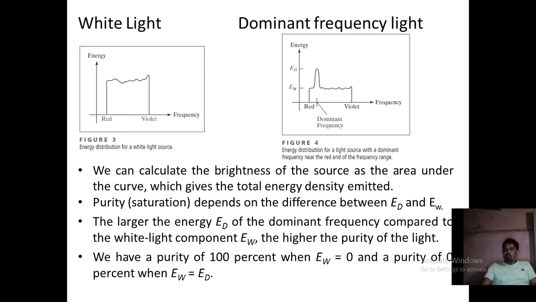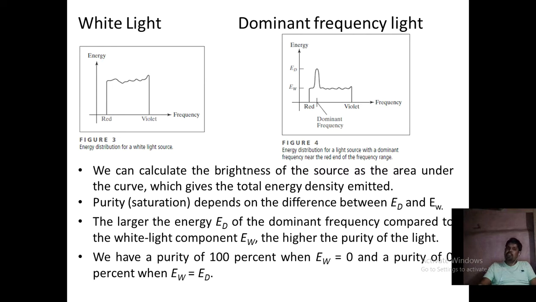Again, from red to violet, if you mix all the light equally, you will get white light. Then again, depending on it, pure white, light white, like that. Means in white we have a different range of whites, right? Somebody may tell that this white is different from that white. That depends on the energy level. Depending on the energy level, you will get the purity of that white light again, right? That purity depends on the difference between ED and EW.